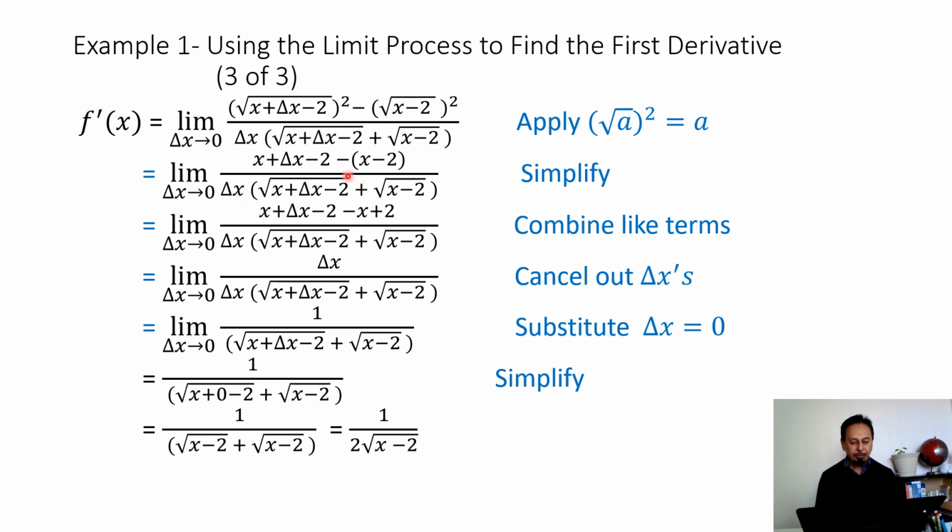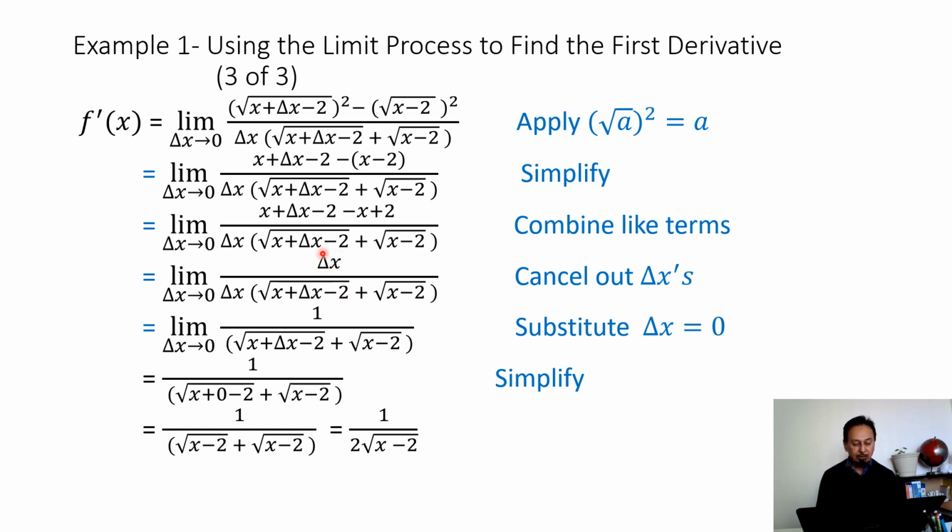So now we distribute the negative sign here and you have x plus delta x minus 2 minus x plus 2. So now we can combine the like terms or cancel out. Well, x cancels with minus x, minus 2 cancels with plus 2 and we're left with limit delta x approaches 0, delta x over delta x times the square root of x plus delta x minus 2 plus the square root of x minus 2.